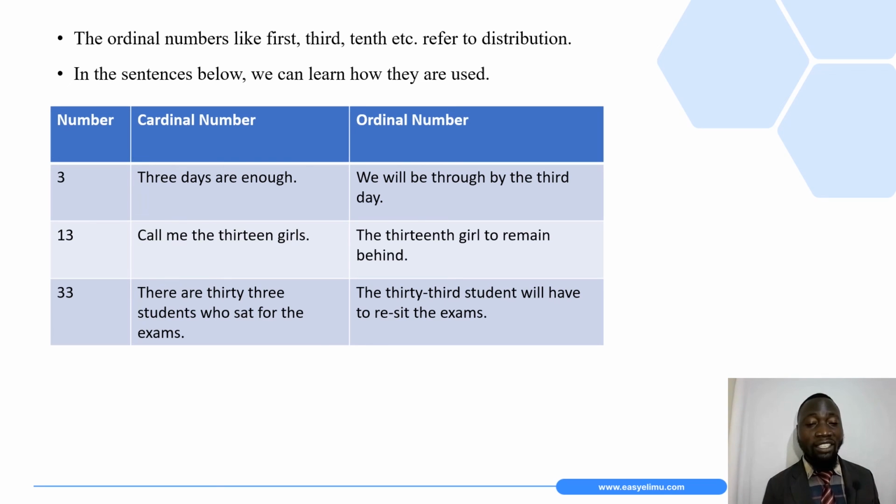Those are just random examples to help us understand how we can use these quantifiers in sentences.